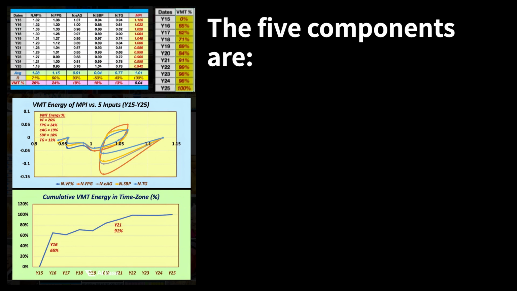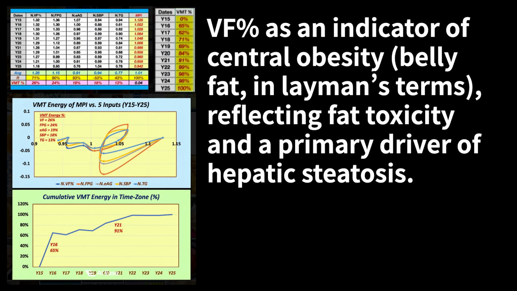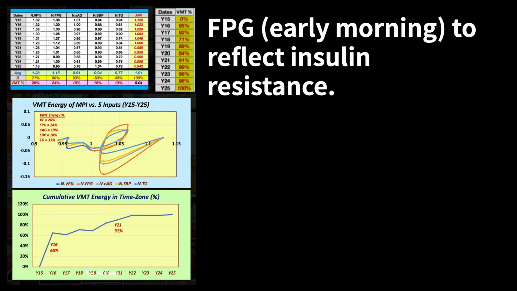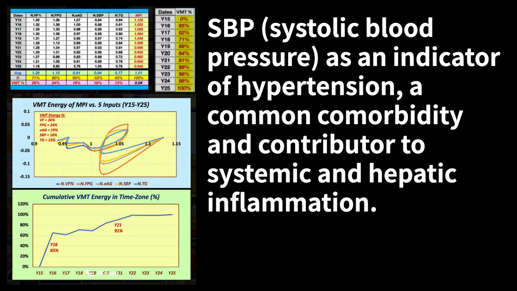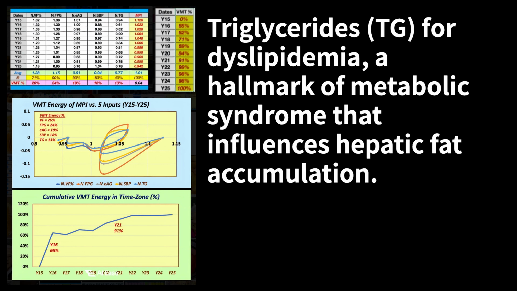The 5 components are: VF% as an indicator of central obesity, belly fat, in layman's terms, reflecting fat toxicity and a primary driver of hepatic steatosis; FPG, early morning, to reflect insulin resistance; EAG for chronic glucose exposure, associated with type 2 diabetes, and liver disease risk; SBP, systolic blood pressure, as an indicator of hypertension, a common comorbidity and contributor to systemic and hepatic inflammation; triglycerides, TG, for dyslipidemia, a hallmark of metabolic syndrome, that influences hepatic fat accumulation.